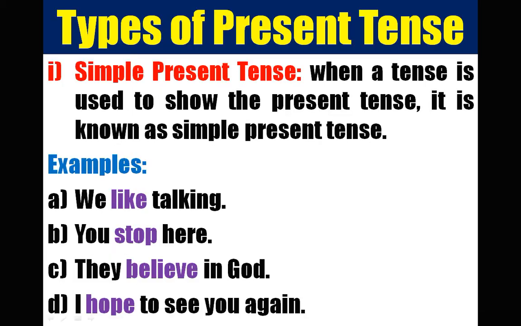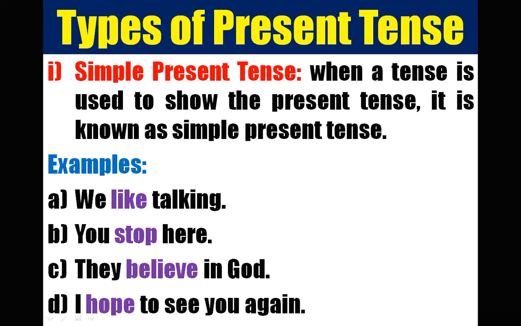Now look at it carefully. We have briefly looked at tense and the 3 branches of tense, which are present, past, and future. Now, present tense has types. We have simple present tense, present continuous tense, present perfect tense, and present perfect continuous tense. Now we are going to be looking at the simple present tense.